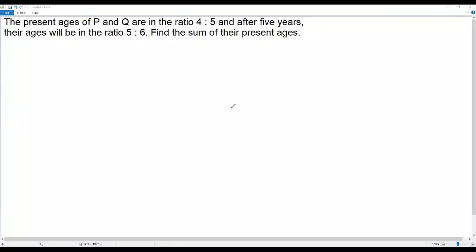Here we have a problem on ages. Okay, let's go with the information. The present ages of P and Q are in the ratio 4 to 5, and after 5 years, their ages will be in the ratio 5 to 6. Find the sum of their present ages.